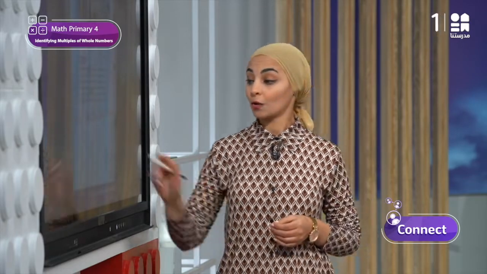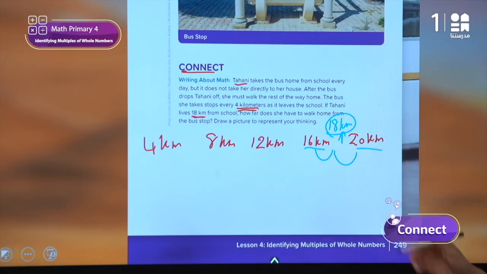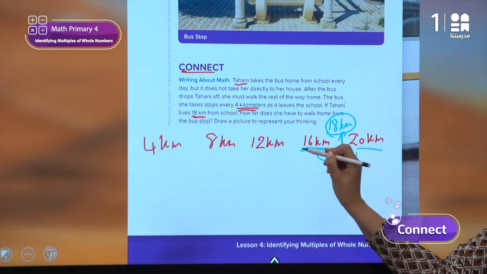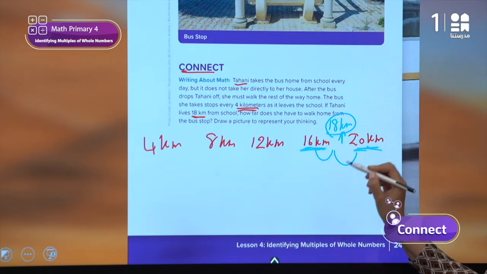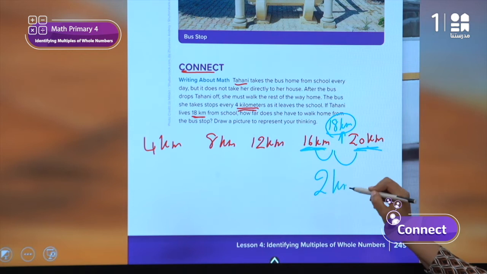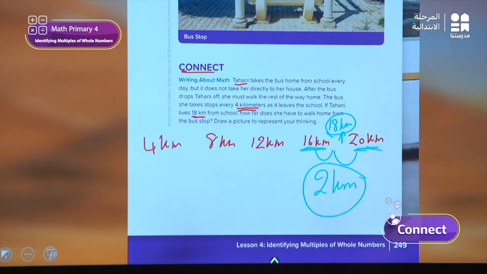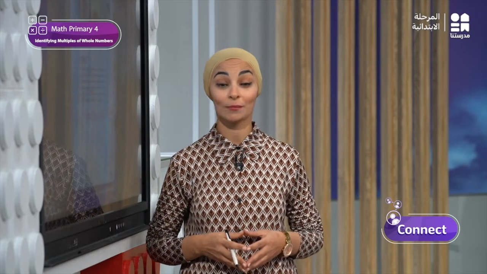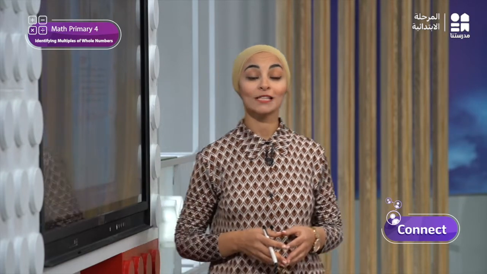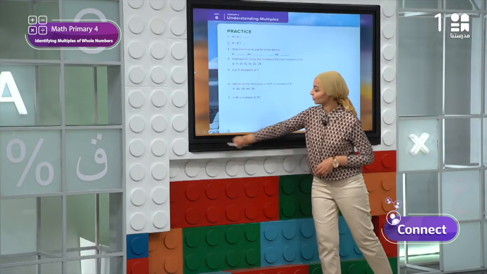So the bus drops her at 16 or 20. Right? So whether the bus stops at 16 kilometers or 20 kilometers, there are 2 kilometers that Tahani will walk to reach her home. And now let's move to the practice part, page 250. Let's solve it all together.